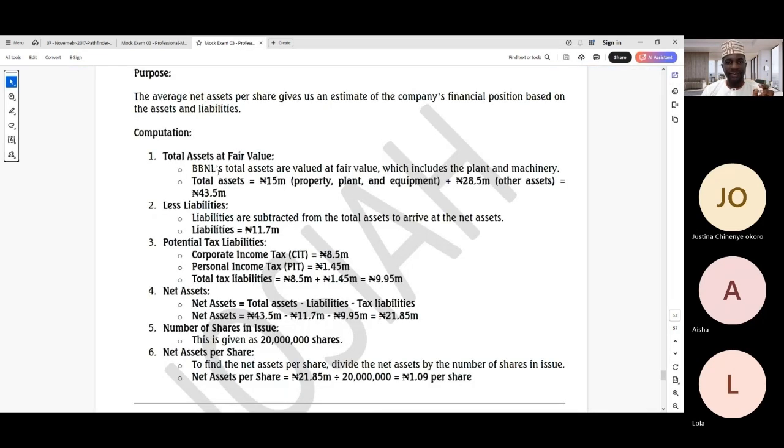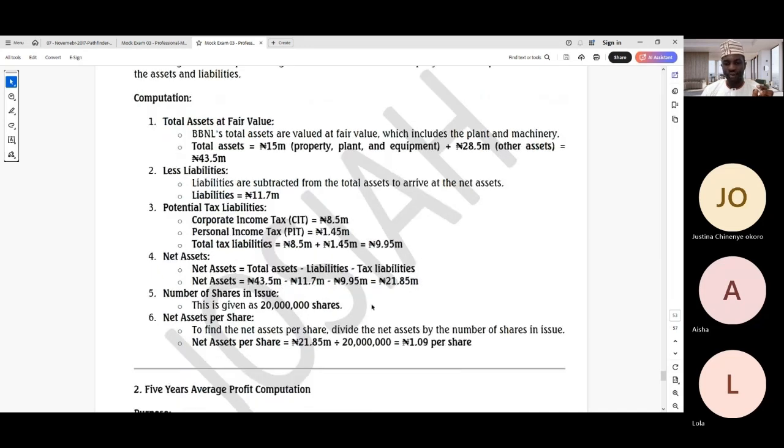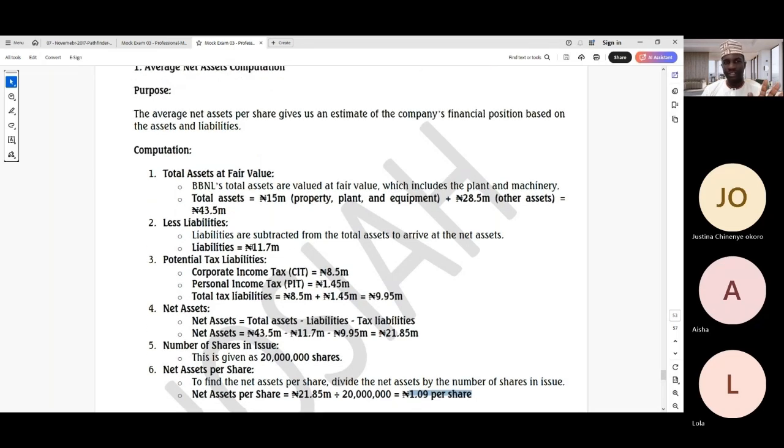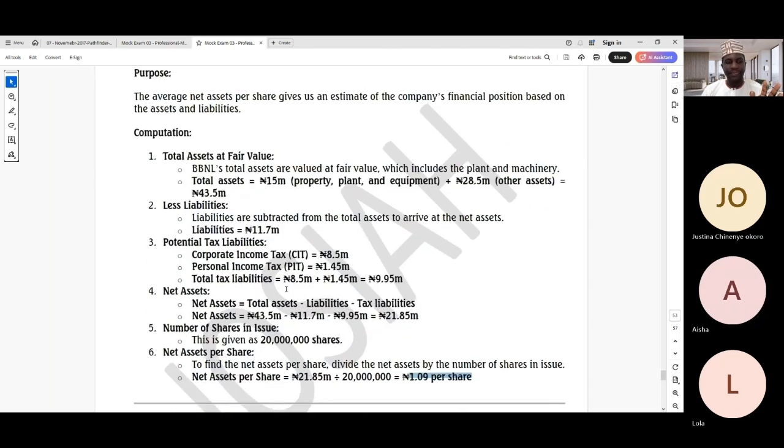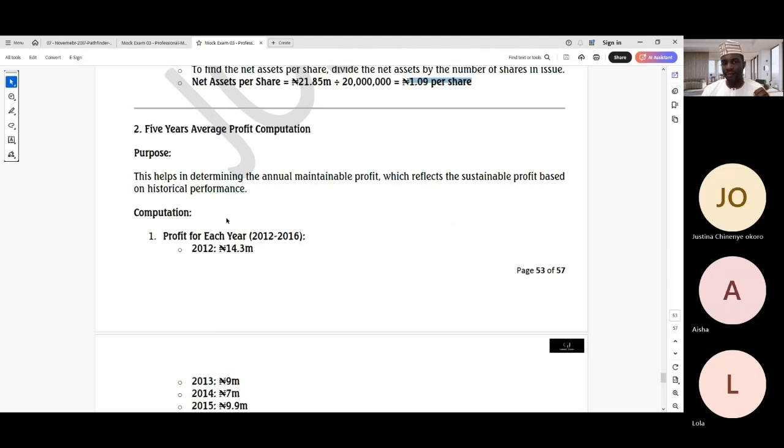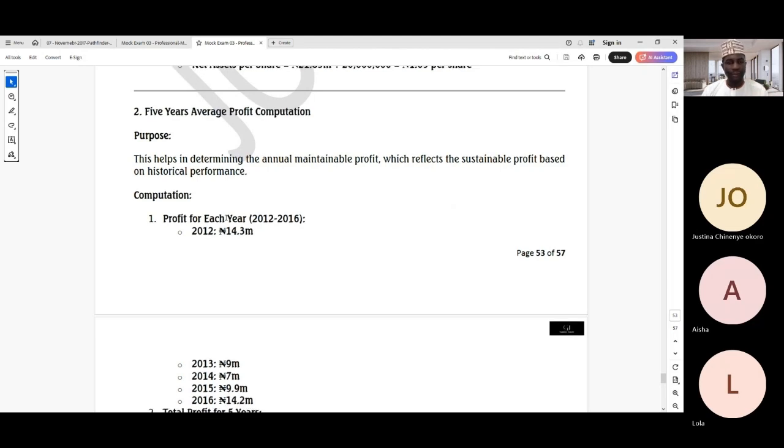So after looking at the average assets, that's the step. So we've determined that BBNL is worth 1 naira 9 kobo per share. So we've calculated that. Now the next step is the 5 years average profit computation. What's the purpose of this? It helps in determining the annual maintainable profit, which reflects the sustainable profit based on historical performance.